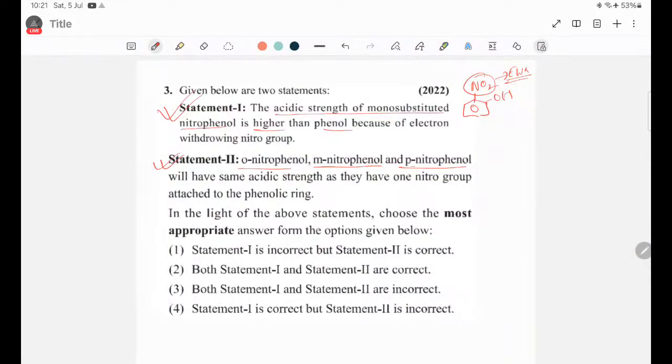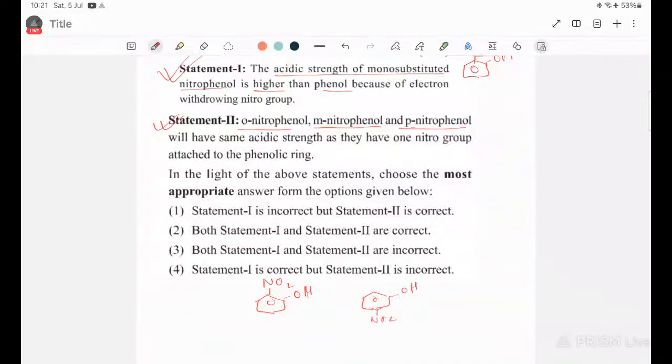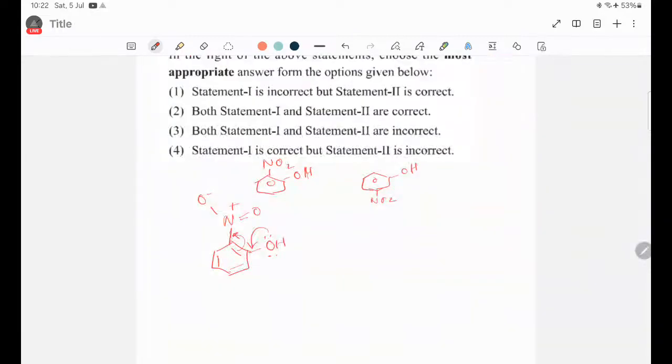There are 3 compounds: one is orthonitrophenol, then metanitrophenol, and then paranitrophenol. The meta position is not involved in the resonance with the OH group, right? So it will be comparatively less acidic than the ortho or paranitrophenol, because in case of resonance with the NO2 group, the nitro group is present in ortho and para positions, but the nitro group in the meta position cannot be involved in this kind of resonance.